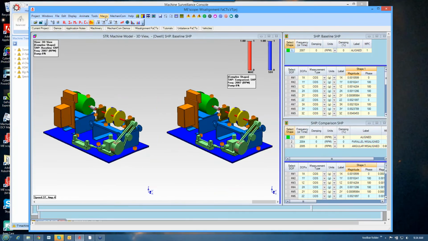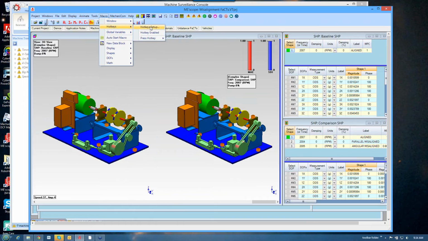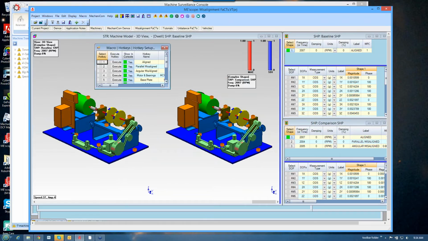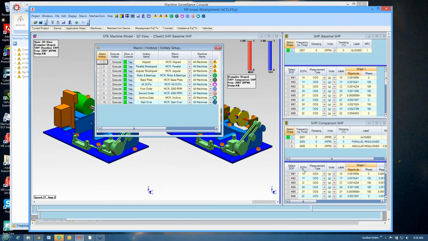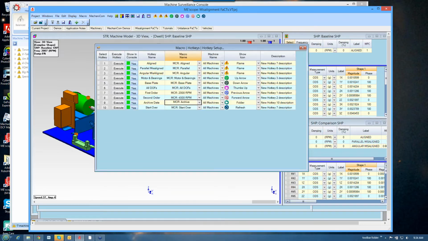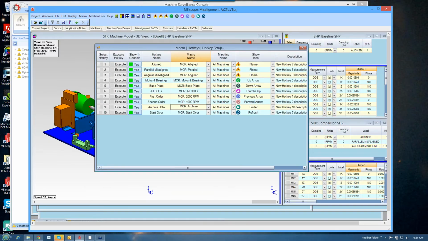Let's go into our macro menu and look at the hotkeys. Here's where they're defined under hotkeys setup. So make this large so we can see them. I'm going to zoom this a little bit so we can read what's in here. So here are the hotkeys I've defined in this spreadsheet. Remember, when I press a hotkey, it will execute a macro. So here are the different hotkeys. I've named them. We just went through the names.